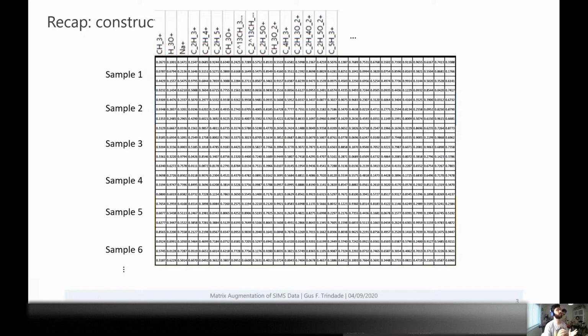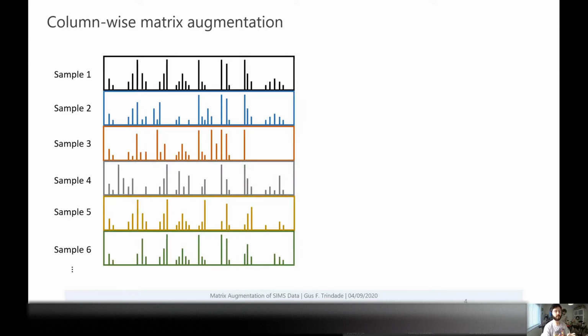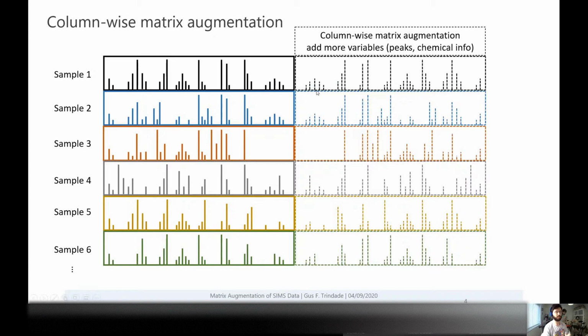Once we have this, in the other workshop I explained why we do this, because then we factorize to find the principal components. Once we have this, we can then do the augmentation. There are 2 ways of doing this. One of them is column-wise. So basically we are adding stuff in the columns, which in this case are the variables. So we can add more variables. It could be as simple as just adding more peaks to your data set, so you do it for all your samples. But it can be other things.